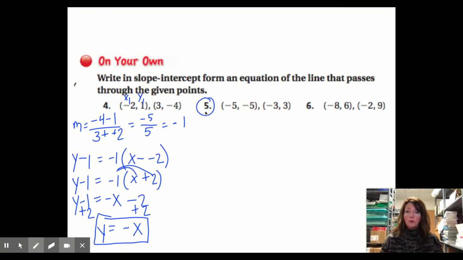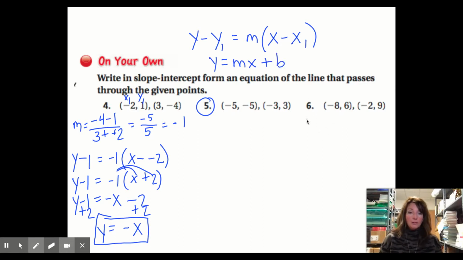I want you to do this one. So pause the video, try to work that out, make your work kind of line up to this using the point slope form of an equation. And then taking that and solving it all the way to slope intercept form, which is y is equal to mx plus b. Okay, I'm going to continue with number 6.